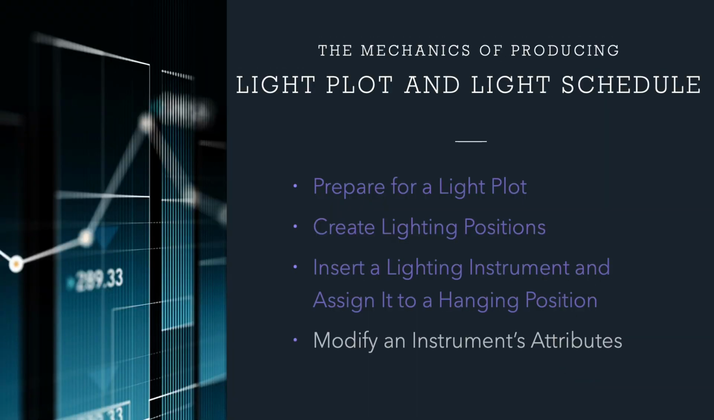Modify an instrument's attributes. The attributes of an instrument can be modified either in Object Info palette or by double-clicking on the instrument. In the pop-up window the unit number, circuit number, channel, dimmer, color, focus, wattage, beam field angle, shutter, depth angle, etc. can all be modified.